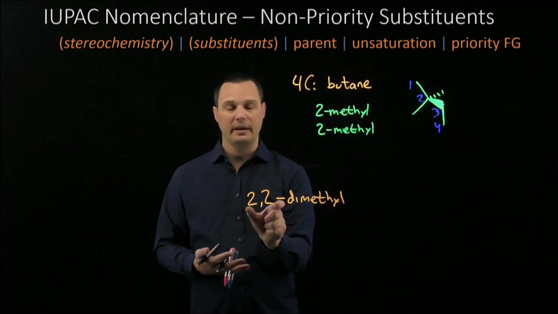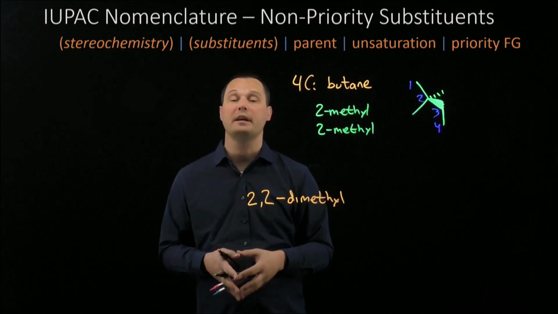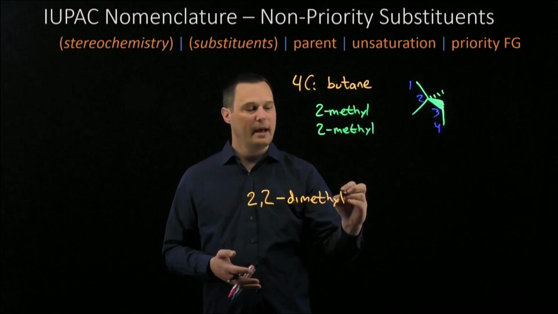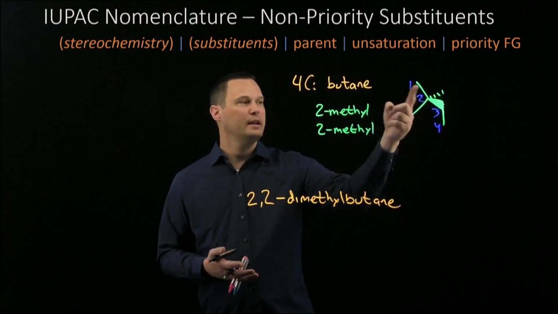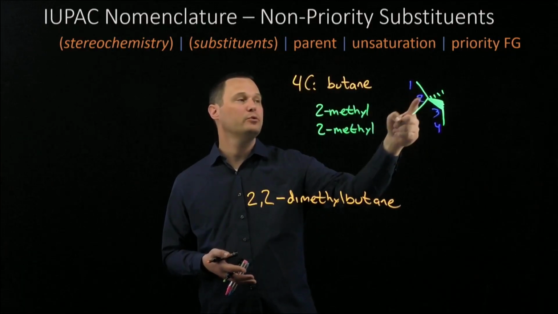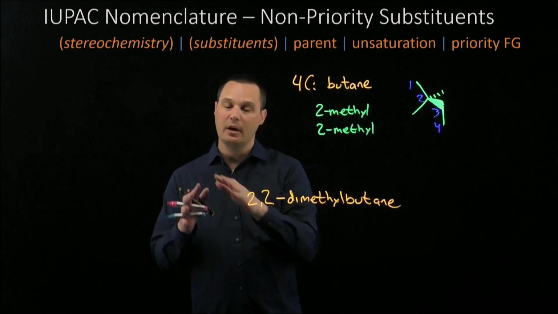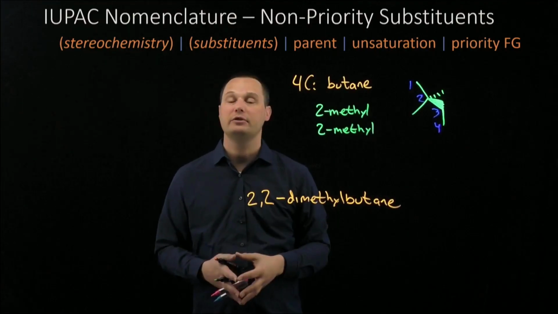With dimethyl, I need 2 location numbers to know where both methyl groups are, even if they're both on the same carbon. Having run out of substituents, we'll add our parent name on the end, butane, and then give the molecule one last glance to see if there's any stereocenters. This molecule does not have any chiral centers. Carbon 2 has 3 identical methyl groups attached, so with no stereochemical modifiers, 2,2-dimethylbutane is the official IUPAC name for this molecule.